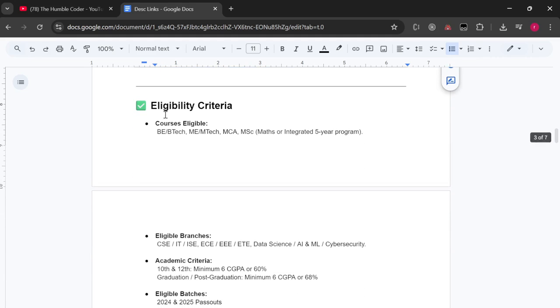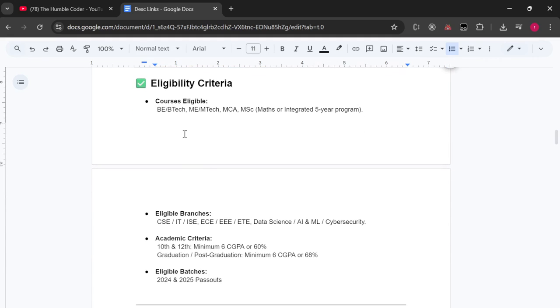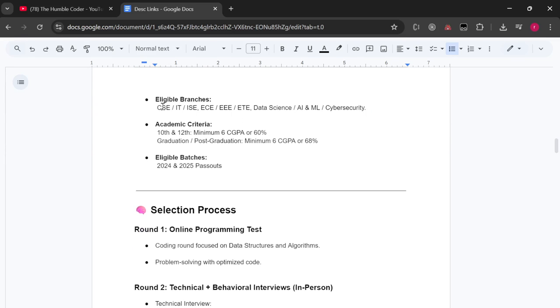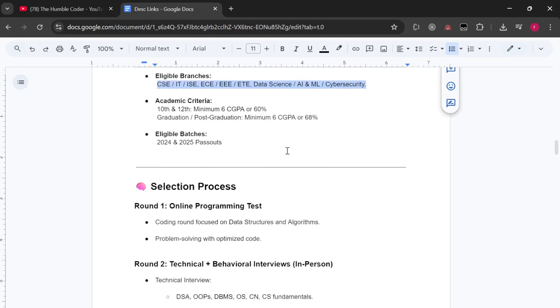Now let's see the eligibility criteria in order to apply for both the roles. The eligibility criteria mentioned is you should have done either BE BTech or ME MTech or MCA MSc, and if you have done MSc, then you should have done MSc in maths or an integrated 5-year program. So if you have done either one of these, you are eligible. Eligible branches are CSE, IT, ISC, ECE, EEE, ETE, Data Science, AI and ML, Cybersecurity. All these branches are eligible for these drives.